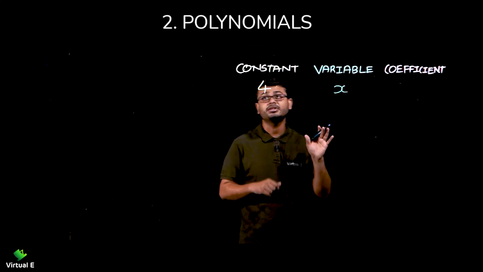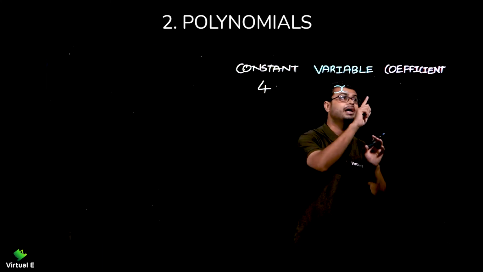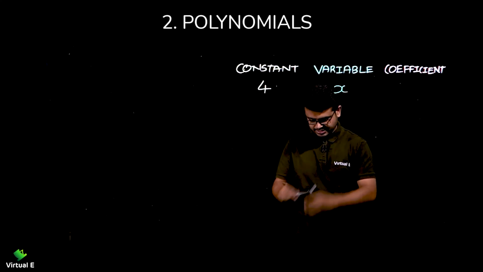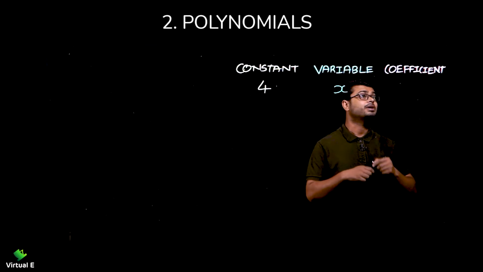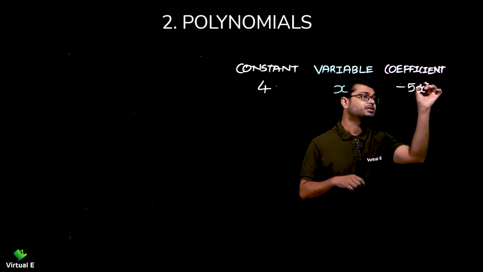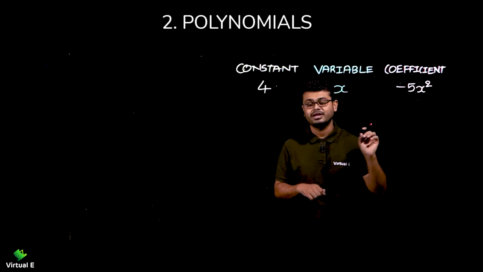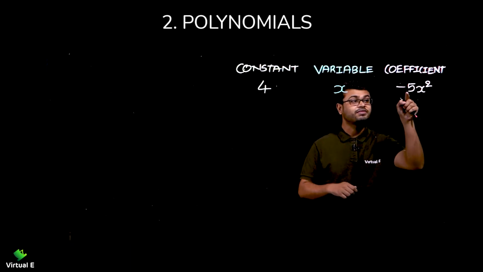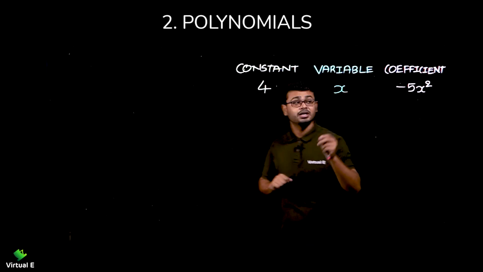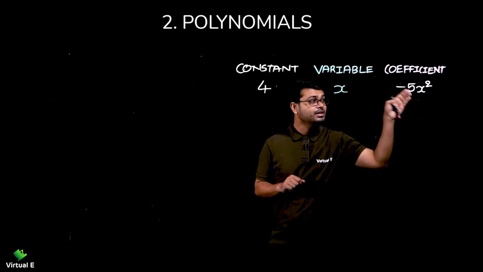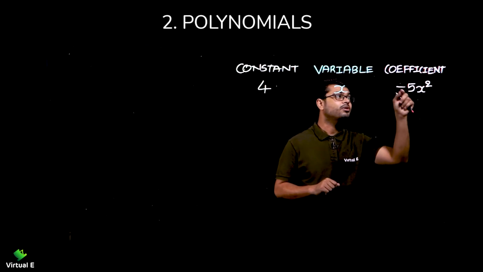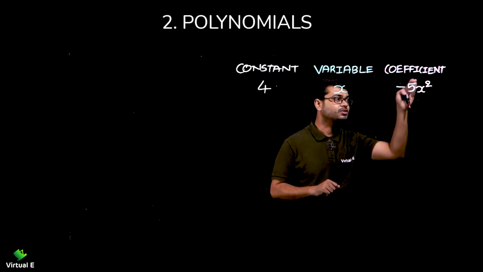Now next, coefficient. This is very interesting. You need to understand the difference between constant and coefficient. Students are still confused between them. Let's say I take one term, minus 5x square. Here x is the variable like we discussed. Minus 5 is not a constant here, but it is a coefficient because that number and the variable are in product. In that case, this number is called the coefficient of x square.